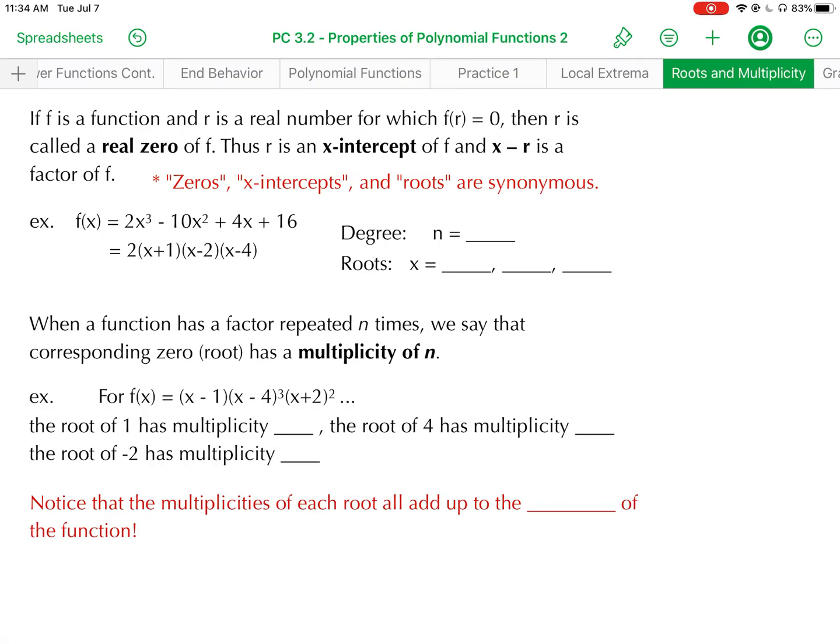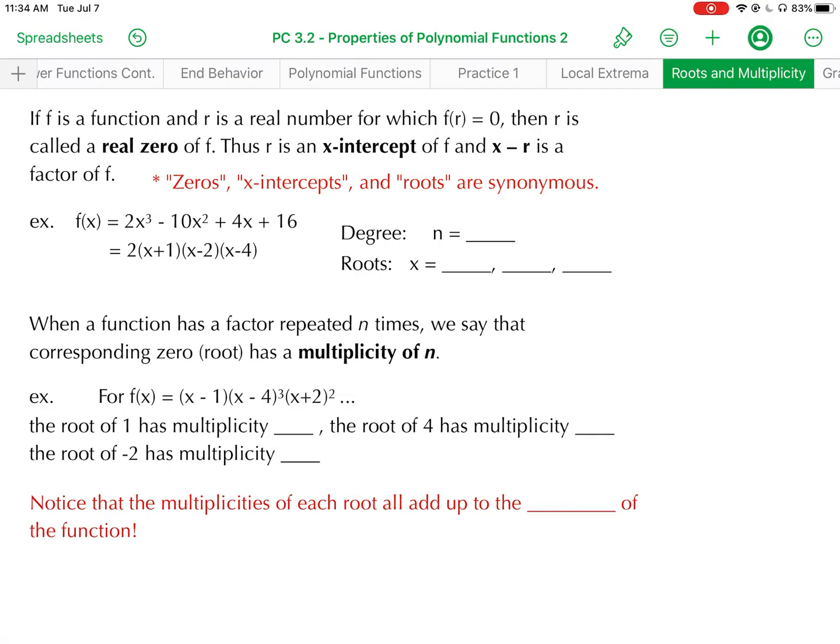That means r is an x-intercept, and it also means that x minus r is going to be a factor of the function, okay? Now, in terms of vocabulary, you have a lot of words that typically mean the same thing, okay? So if you hear the words zeros, x-intercepts, or roots, they're all synonyms of one another, okay? So they all essentially mean the same thing. Where's the function touching or crossing the x-axis, okay?